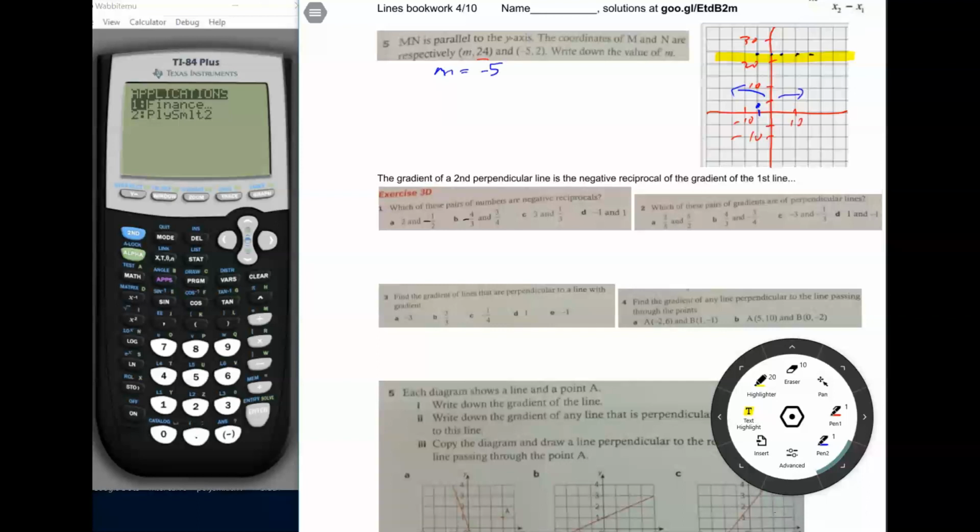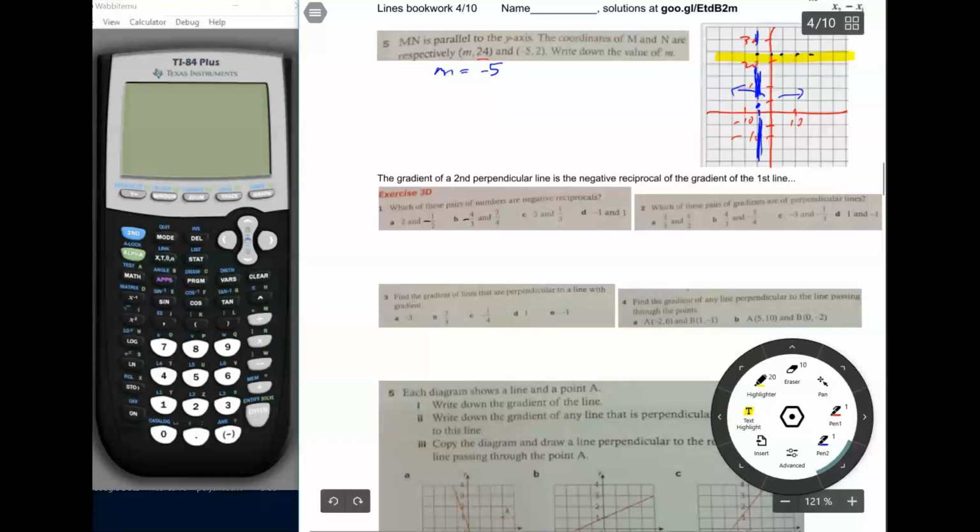Another way to do it is, since we know that MN, which is the line which connects the 2 points, is parallel to the y-axis, in our drawing we would see that if it goes through negative 5, 2, and it is parallel to the y-axis, it's a vertical line. And the vertical line, when it goes through this yellow highlighted line, is going to go through the point negative 5, comma 24.